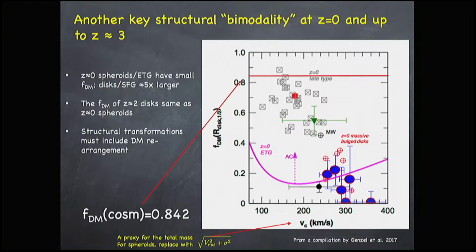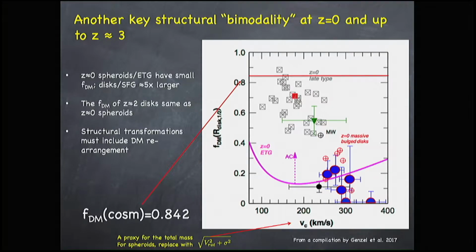Plotted here is the fraction of dark matter within the half-light radius of galaxies versus the rotation velocities. The rotation velocity is actually obtained, there is a coefficient missing here, the K coefficients, but it's essentially a model that takes into account both the contribution to the dynamical support of rotation and velocity dispersions. So call it a proxy for mass. What you see plotted here is this line, the best fitting line to redshift 0 early type galaxies.